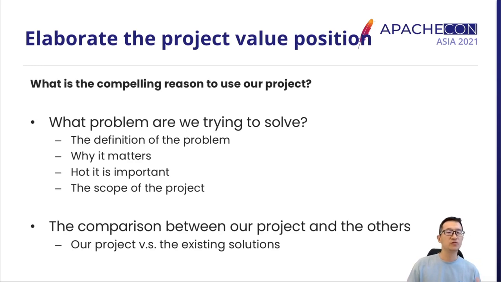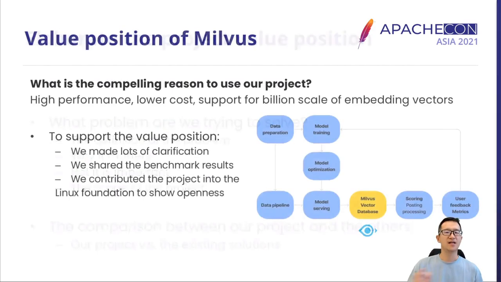Okay, let's use the Milvus project as an example. Let's see how we elaborate the value position of Milvus. This is a community session, so I'm trying to avoid too many technical details here. But I have to bring up some technical details. So Milvus is a vector database serving the embedding vectors generated by deep learning models. The vector database is a very critical and fundamental component for production AI applications.